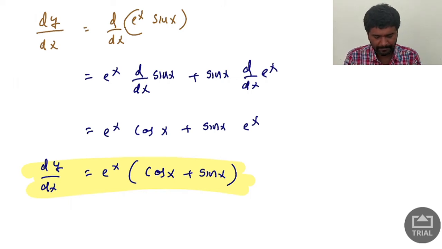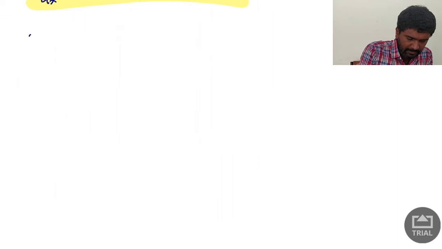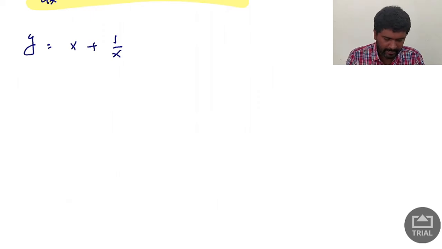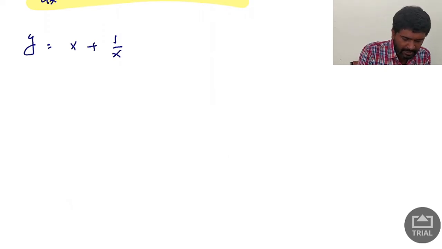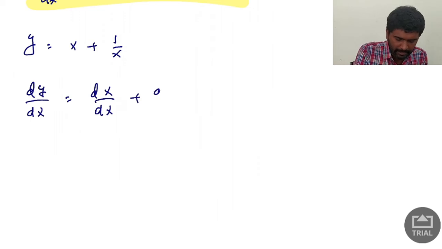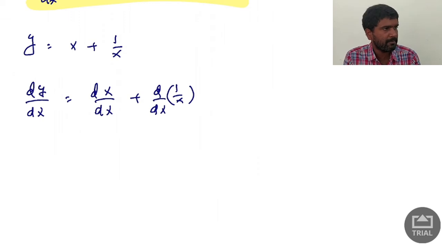Let us take one more function. Now I am taking the function y equals, let's say, x plus 1 by x. Then what will be the differentiation? And this looks like y equals f of x plus g of x. Then to differentiate this one, dy by dx equals d by dx of x, first differentiate the first function, plus d by dx of 1 by x. So this is what you have to do.